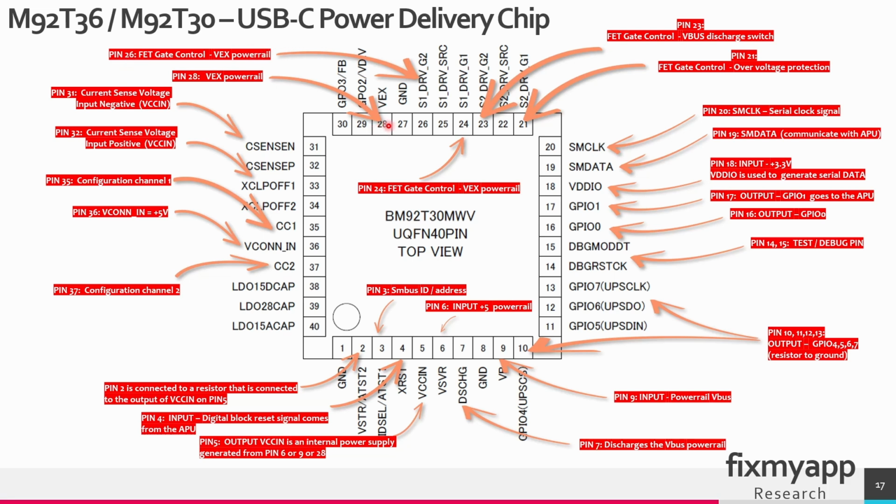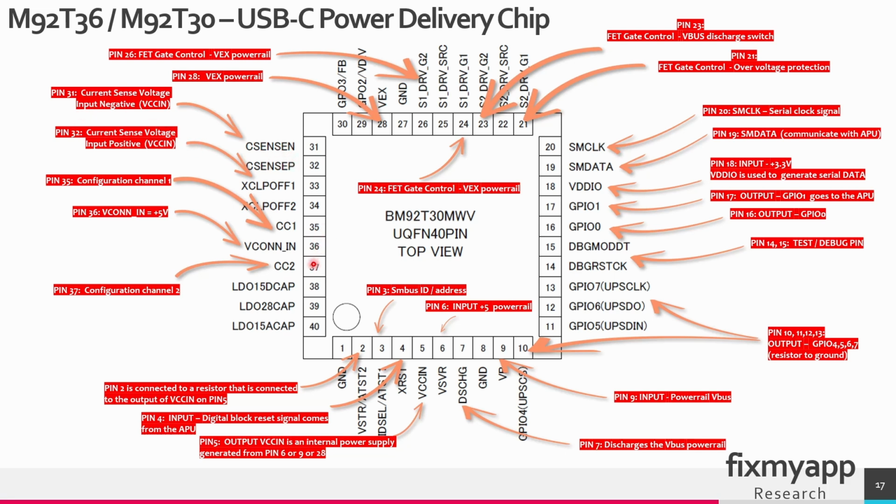On pin 28, that will be the input. The external voltage comes from the V-bus voltage. It will go directly into this IC, and this is used for the internal power selection. Pin 31 and 32 is used for the current sense voltage. So this is the negative side, this is the positive side. So these two pins are used for current sensing.